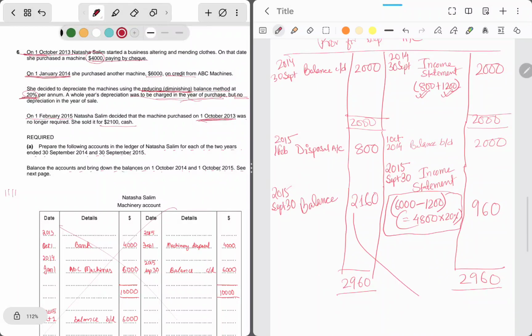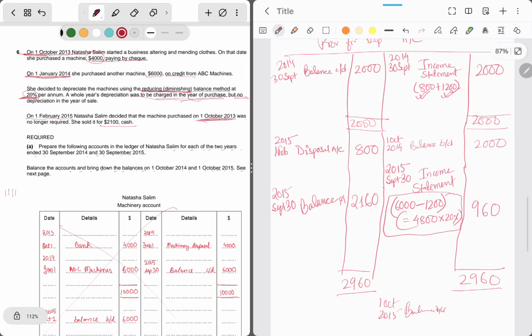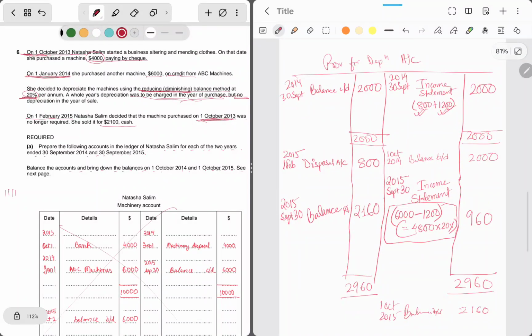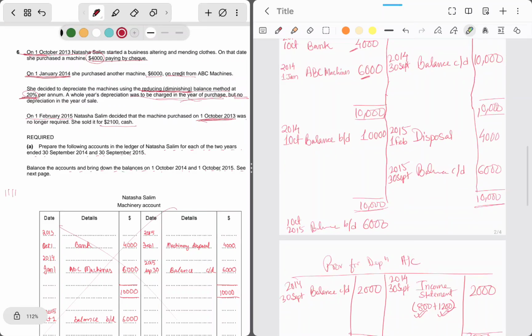Okay, now bring down the balance on 1 October. This is going to be 1 October 2015. Yes, the amount is here, balance. This is brought down, this is obviously carried down. This is $2,160. So this is your provision for depreciation account. Okay, and this particular balance that you are seeing here is only for second machinery, as the first machinery has already been sold. Okay, in the year of sale we are not supposed to give any depreciation as per the given question. Okay, so this is it.